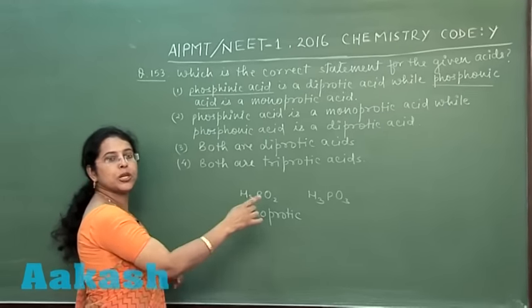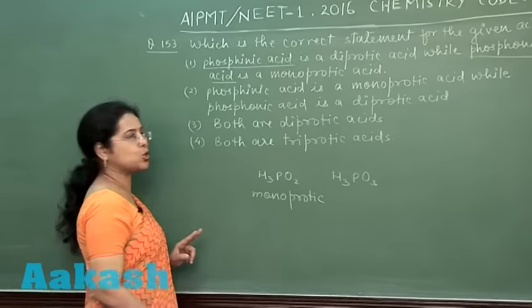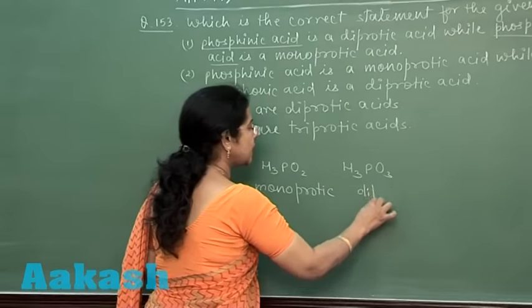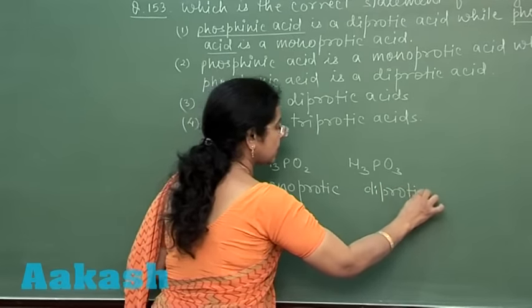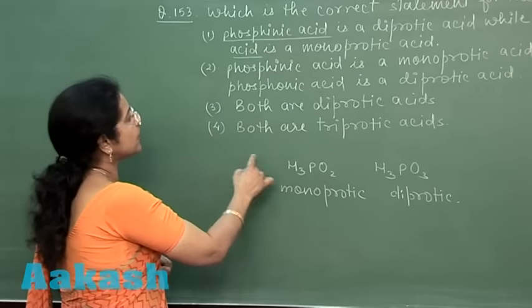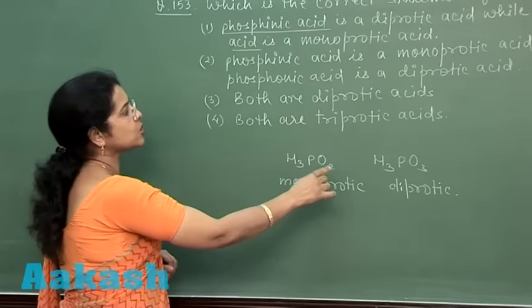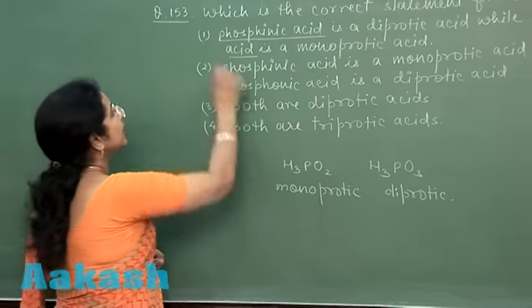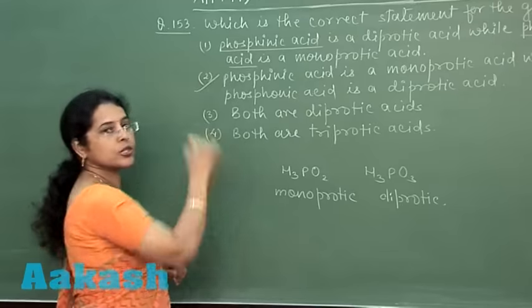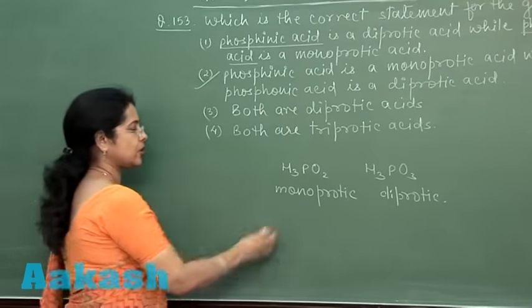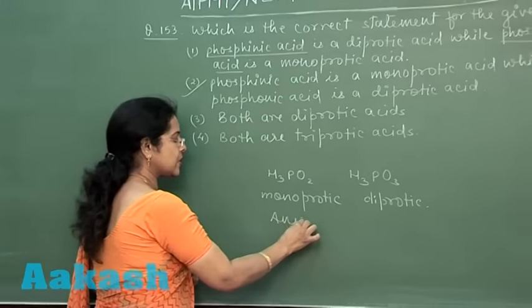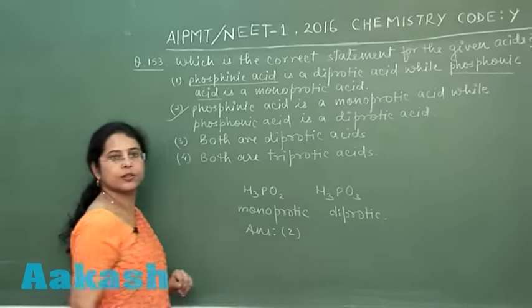While H3PO3, its basicity is 2 and it is a diprotic acid. So phosphinic acid should be monoprotic and phosphonic acid should be diprotic. It means in the given 4 options, the correct one is the second. So the answer is the second option.